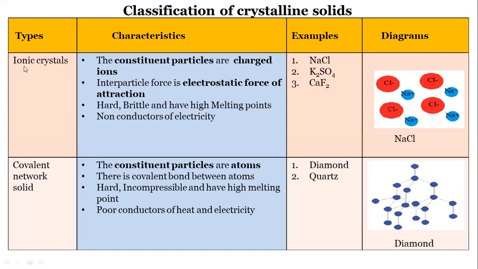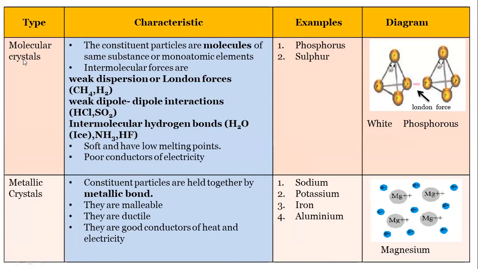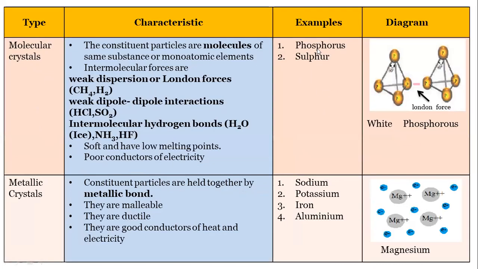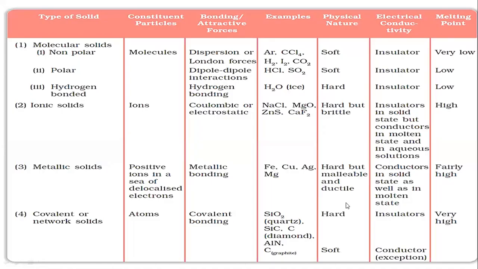this one: ionic solids, covalent solids, molecular solids and metallic solids. So the examples are also given. Remember these examples: ionic solids, NaCl, then K2SO4. All the ionic salts are included in these ionic solids. Then covalent: diamond, quartz. Phosphorus, see, this phosphorus many times is asked in the examination. It is a molecular solid. Then metallic: sodium, potassium, iron, aluminum, gold, silver, all these are metallic crystals. So many times this classification is asked in the examination. Also some extra examples I have given here.